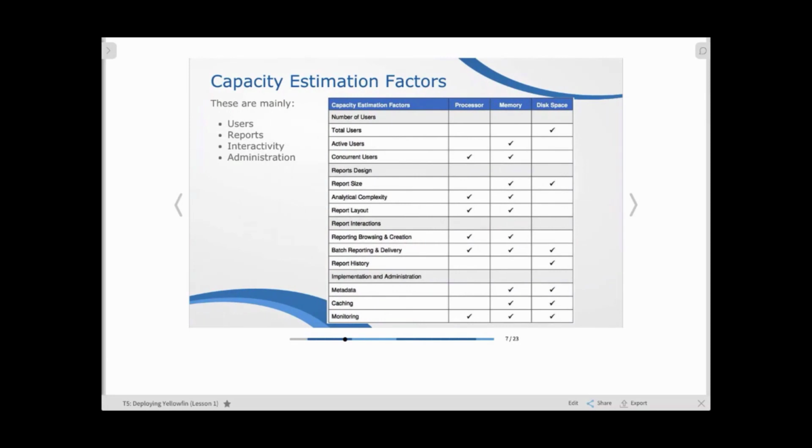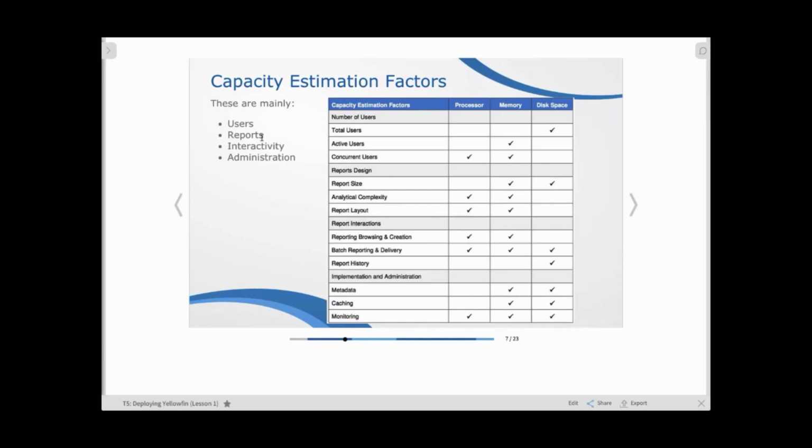So now that we've thought about processing power, system memory, and hard disk space, what are the actual additional factors that play around or affect these three system requirements? And they are mainly centered upon four points, which are users, reports, interactivity, and administration. Users, as you know, are pretty self-explanatory, they are concurrent users, so these are the people who use the system.